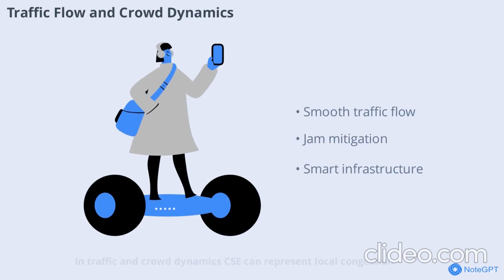In traffic and crowd dynamics, CSE can represent local congestion, while CEC sets variable speed limits or signaling energy. By dynamically adjusting CEC, systems can smooth traffic flow, reduce stop-and-go waves, and improve throughput. This principle is already being explored in smart city infrastructure and autonomous vehicle coordination.